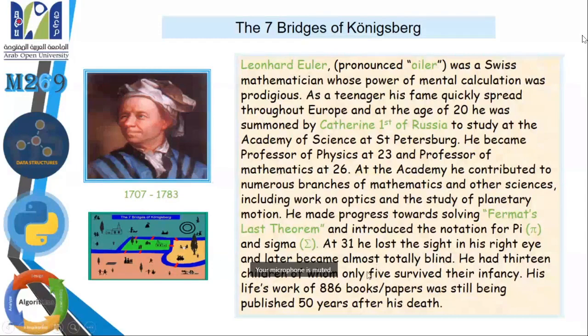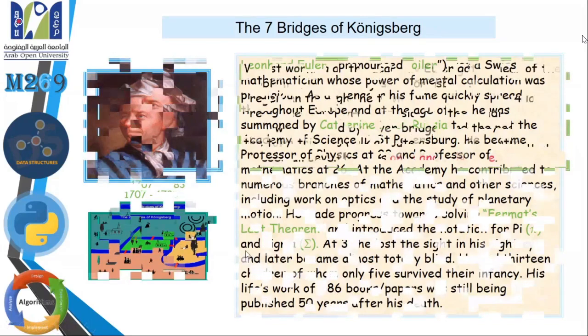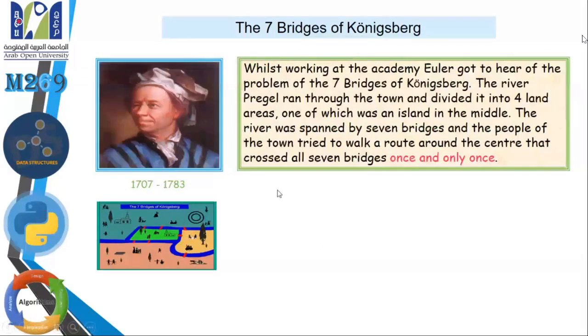One more thing, his life's work of 800, can you imagine that number? 886 books and papers, researches. 886 books and papers. Of course, it is a very great achievement regardless of anything. Now, while he's working, he got to hear of the problem of the 7 bridges of Königsberg.